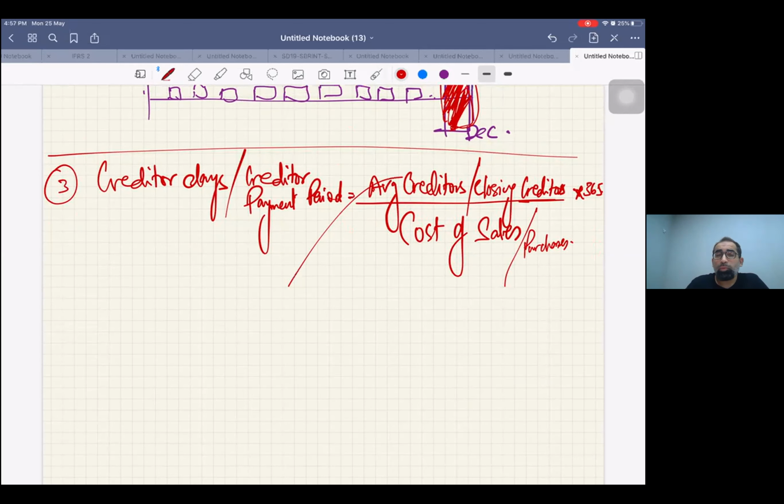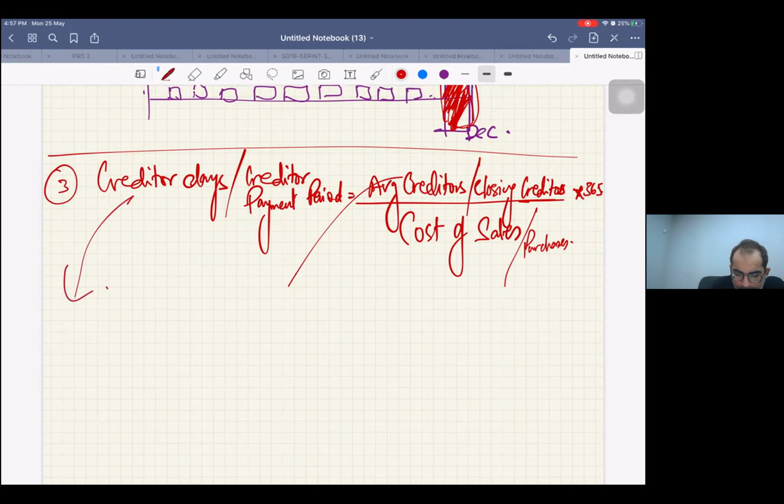Okay. Now, what does this ratio reflect? What is the meaning of creditor days? Creditor days means how much time we take to pay our creditors. Now, it's good to pay late. This is the rule of business. It's very good to pay late to our creditors, because definitely we will be using the money of our creditors. This will be a source of finance.